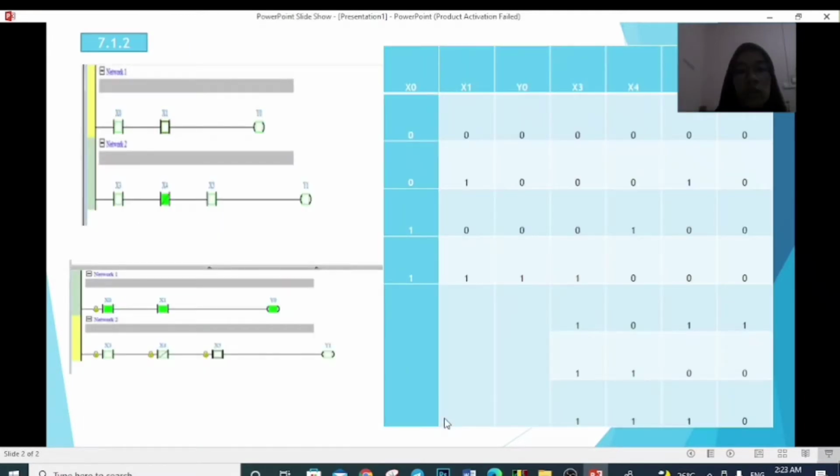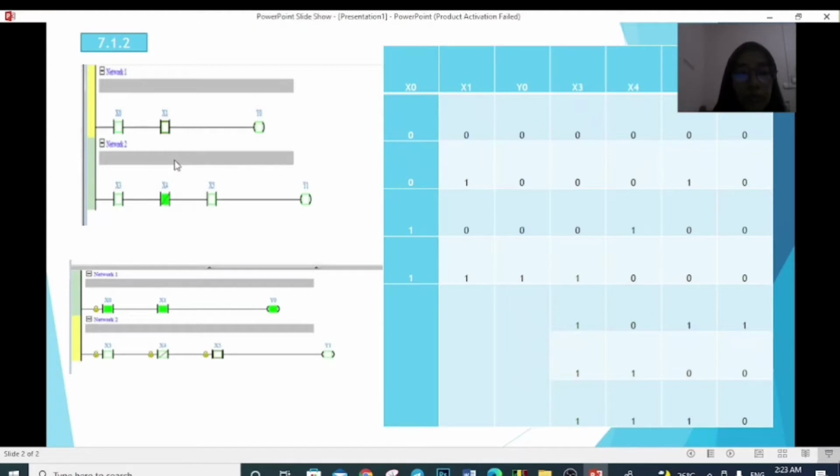Okay, for the next question 7.1.2. This is the result we get. For the input X0 X1 as 1 0 we get the output 0, 0 1 we get the output 0, 1 0 we get the output 0, 1 1 we get the output 1.